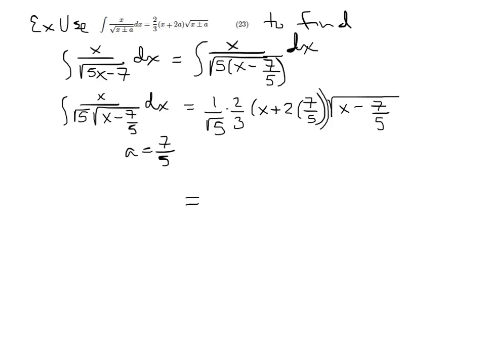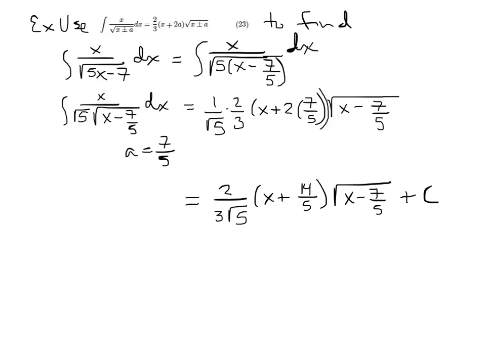Okay, so making this look a little neater, just multiplying some things through, I'll have 2 over 3 root 5 times x plus 14/5 times the square root of x minus 7/5, and I better add c.